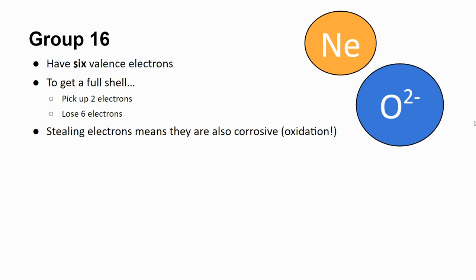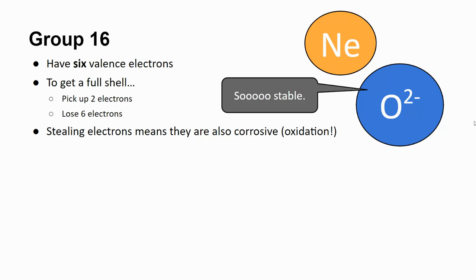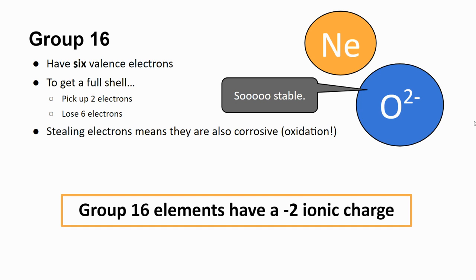So for example, oxygen will cause rust in elements like metals, like iron. And so you would say that the iron has been oxidized or it rusts, and it does so by taking electrons from other elements. And so when oxygen takes 2 electrons from other elements, it now has a full outer shell and behaves like neon, its nearest noble gas. So it's very stable. On your periodic table, please note that group 16 elements have a -2 ionic charge.